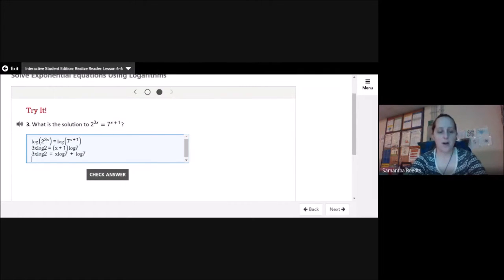So then I'm going to solve for x. So I'm going to bring over terms: 3x log 2 minus x log 7 equals log 7. Factor out an x, so I have x times (3 log 2 minus log 7) equals log 7. So x equals log 7 divided by (3 log 2 minus log 7). Okay, then I'm going to substitute that into my calculator. And that is going to give me 14.57 approximately.